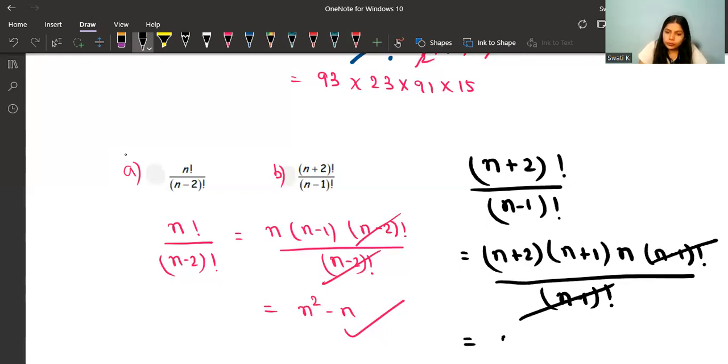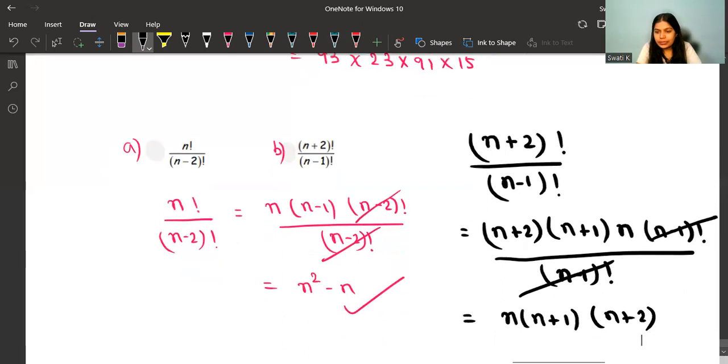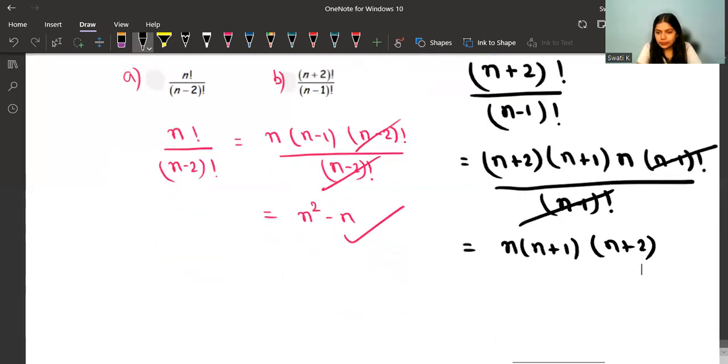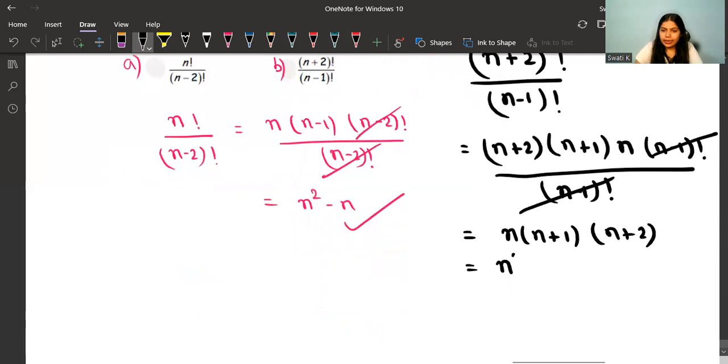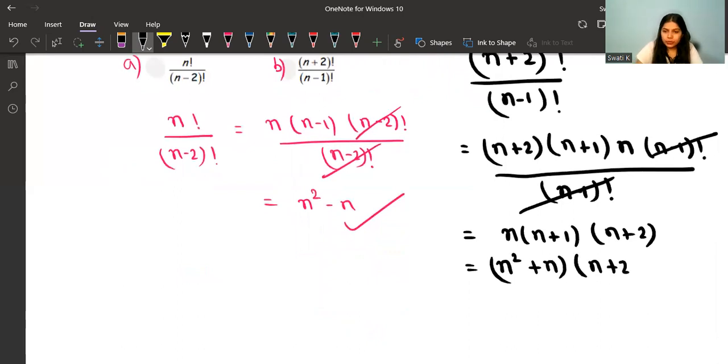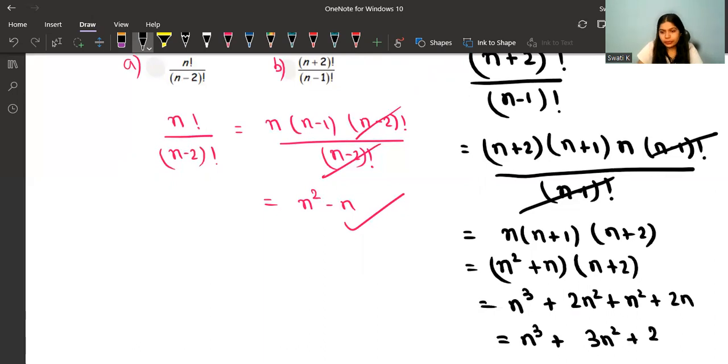So what I'll do is simplify n into n plus 1 first and then multiply with n plus 2. So what is n into n plus 1? n into n is n square. n into 1 is n. So n square plus n, and then this multiplied by n plus 2. So n square into n is n cube. n square into 2 is 2n square. n into n is n square and n into 2 is 2n. So what is the final answer? We are getting n cube plus 3n squared plus 2n, and that's the answer.